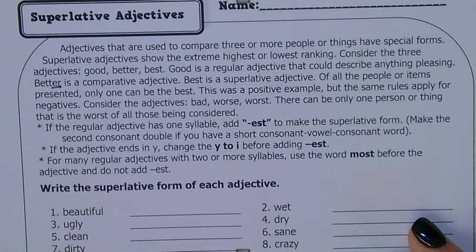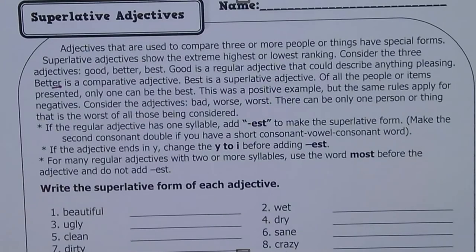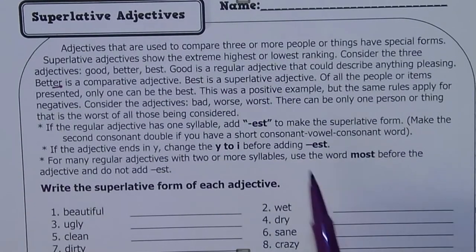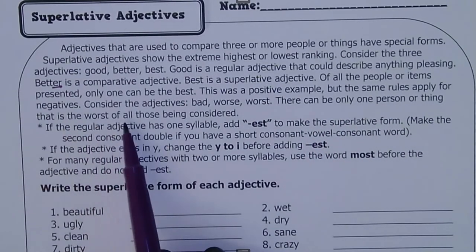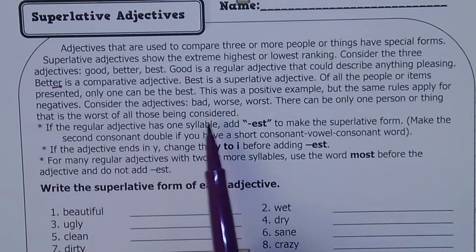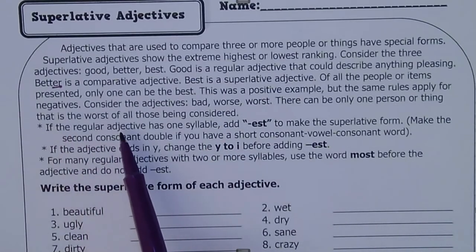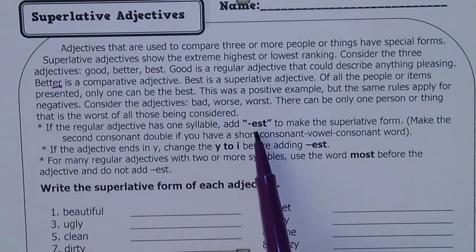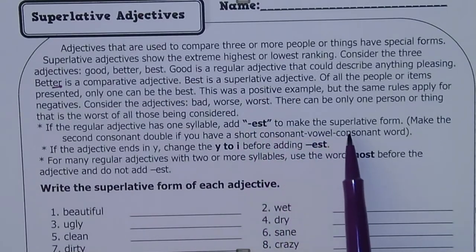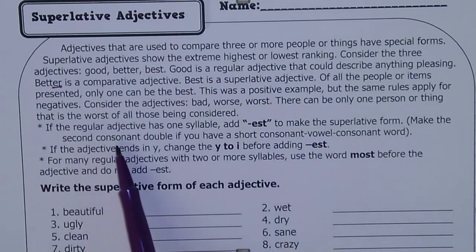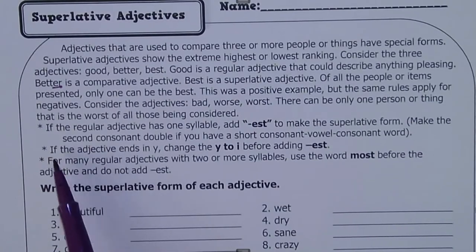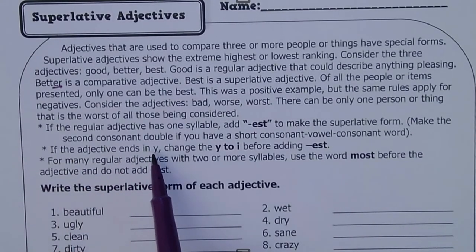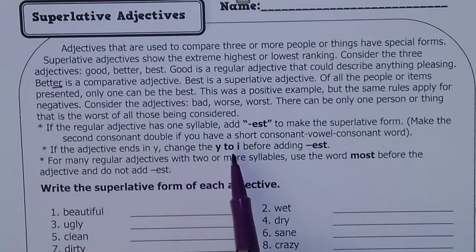This was a positive example, but the same rules apply for the negatives. Consider the adjectives bad, worse, and worst. There can be only one person or thing that is the worst of all those being considered. If the regular adjective has one syllable, you just add est onto the end to make the superlative form. Make the second consonant double if you have a short consonant vowel consonant word. If the adjective ends in y, just like before, you change the y to I before adding est.